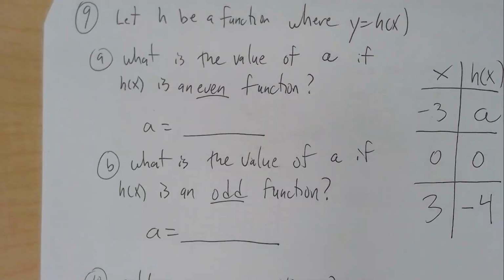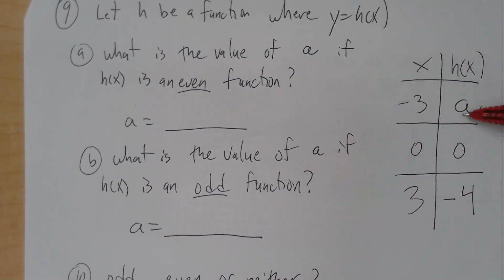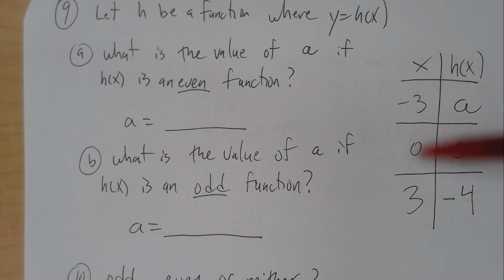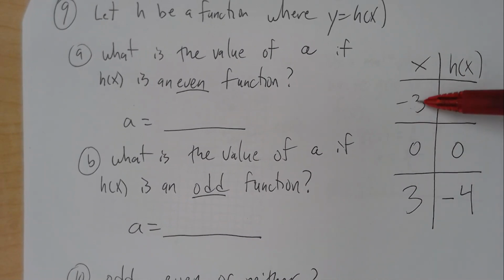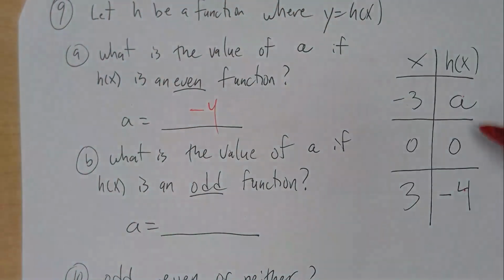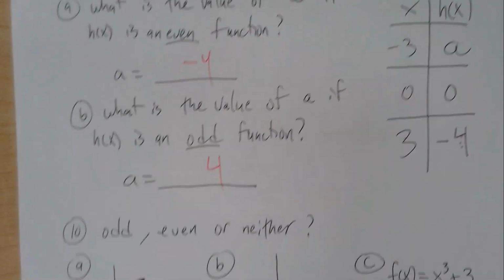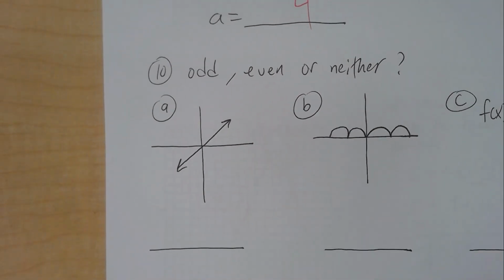Okay, the last two. This is just like on the quiz. If it's even, then it has y-axis symmetry, so those change, but these don't over 0, 0. So that means this one's negative 4. If it's odd, then this flips to positive, and this one negative flips to positive, so this one would be 4.